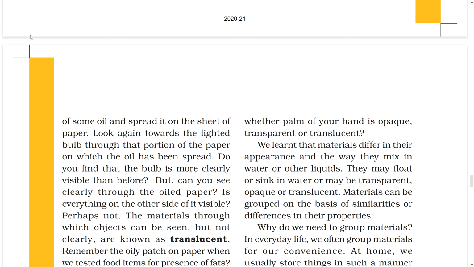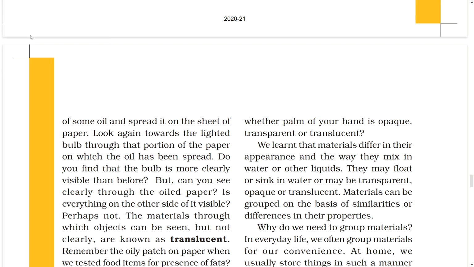We learned that materials differ in their appearance and the way they mix in water or other liquids. They may float or sink in water or may be transparent, opaque or translucent. Materials can be grouped on the basis of similarities or differences in their properties.